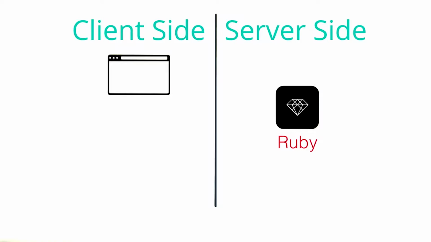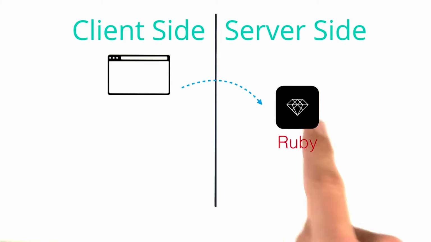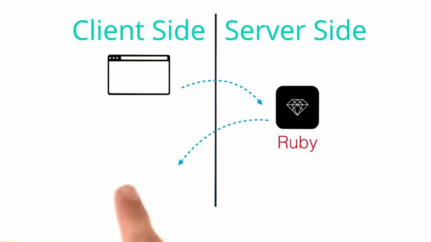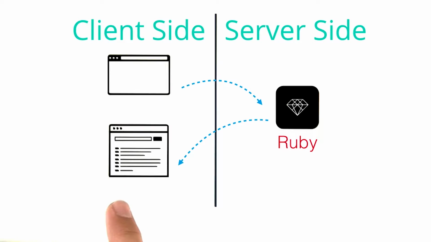So let's recap. We have the client and the server. And our goal here is to write Ruby code that lives on the server, handles incoming requests, and responds with appropriate content back to the client. So that's the role of Ruby in web development. So where does Sinatra fit into this equation?